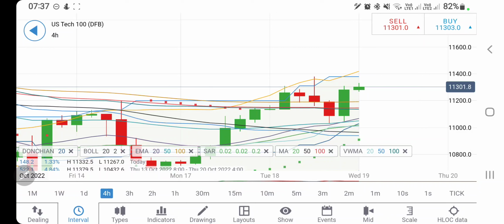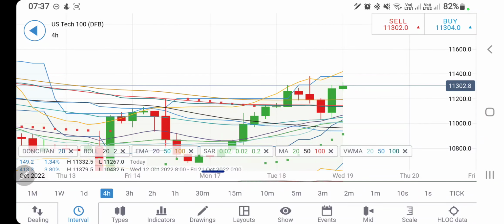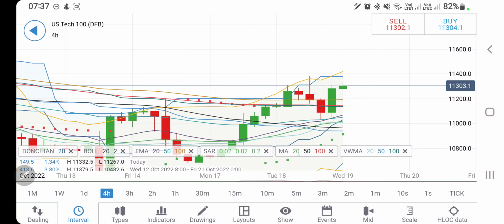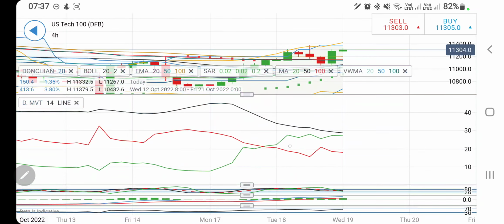On the 4-hour charts, you can find it is trying to trade in this channel. Highs have been seen, retracement, bottom is achieved, again trying to reverse, and yes, if it continues in this fashion, 11,500 is the target which can be achieved. In fact, 11,650 cannot be denied.